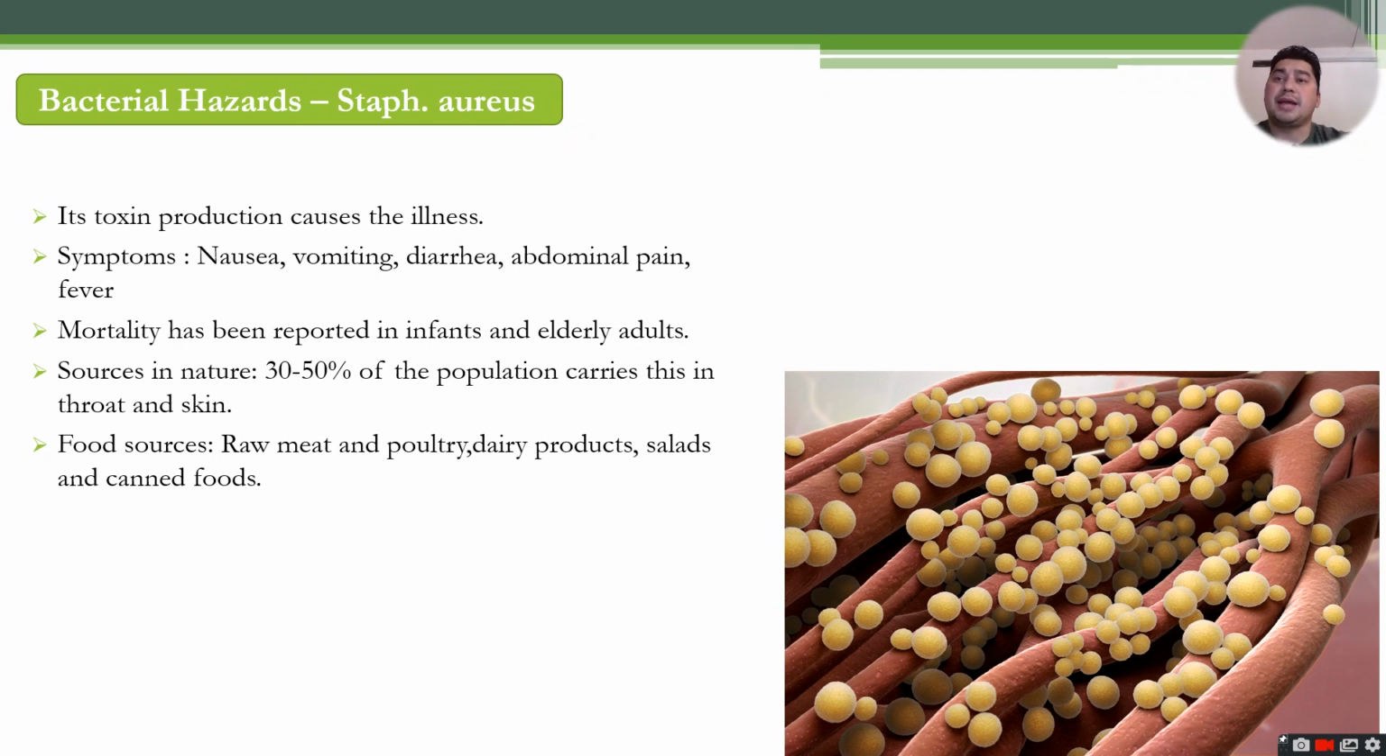Food sources include raw meat and poultry, dairy products, salads, and canned food products. Staphylococcus aureus can also be transferred from our body. That's why we always say to maintain your personal hygiene. Whenever you touch any food product, avoid direct touching with your hands. You can use gloves, wash your hands, use a ladle, and certain other things.